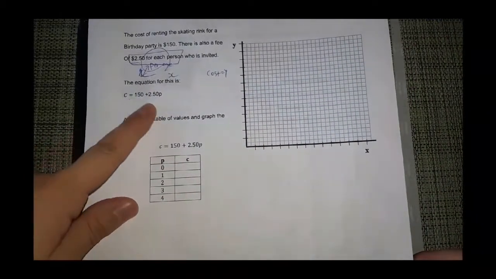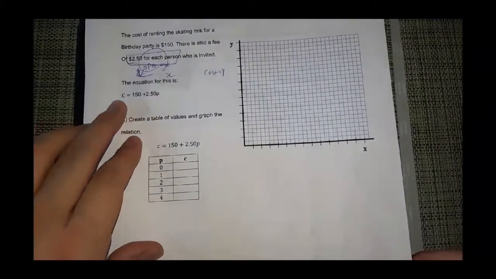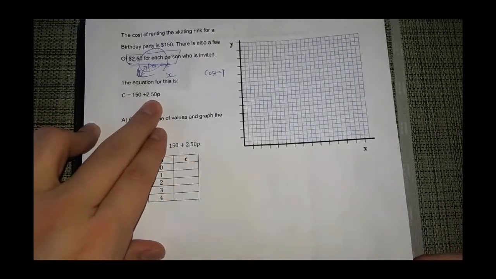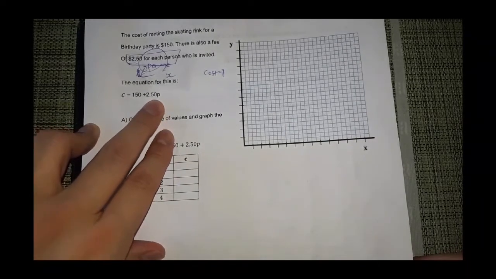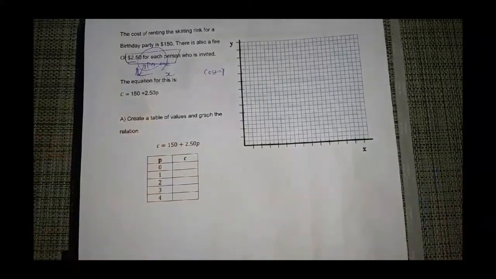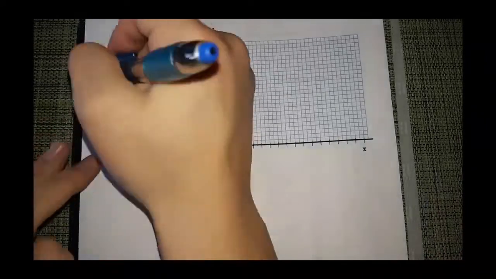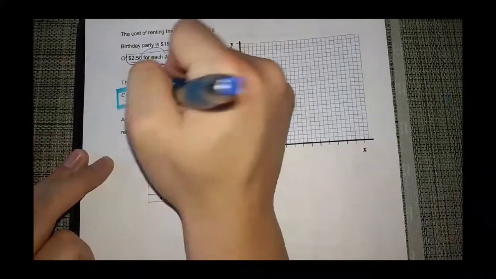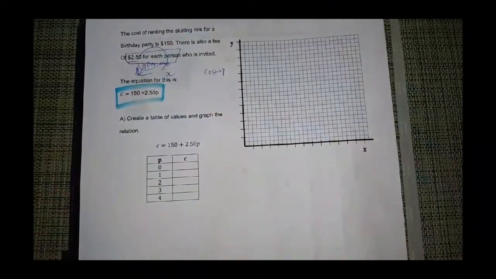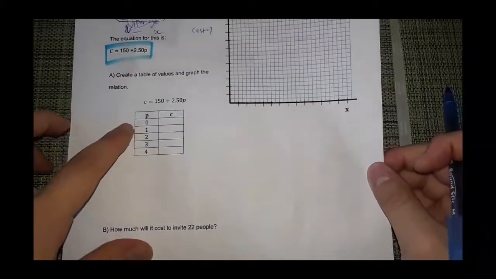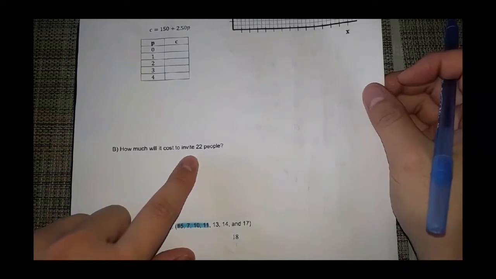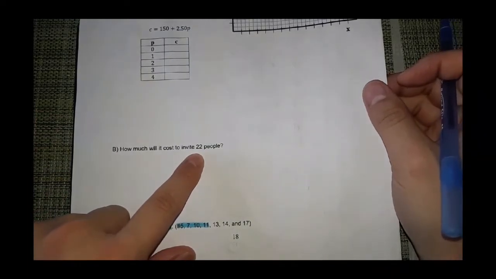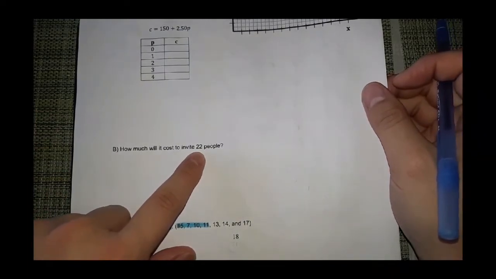Oh, never mind, the equation is given. See, cost is equal to 150 plus 2.50, and then instead of X, the person used P. So this is my equation. We don't know whether it's linear or not, but our job is, number 1, to substitute using this table, and then we need to identify how many costs will happen if it's 22 people.